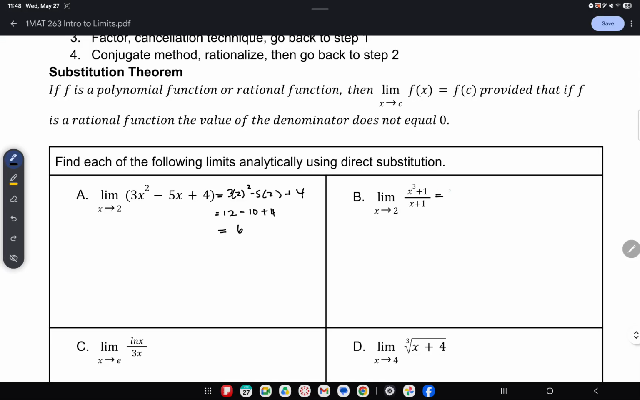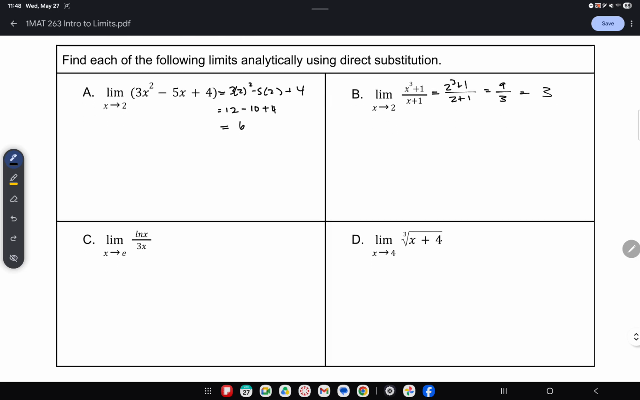All right, let's see what I get here. I get 2 cubed plus 1 over 2 plus 1. That's 8, so 9 over 3, which is 3. So that's perfect.